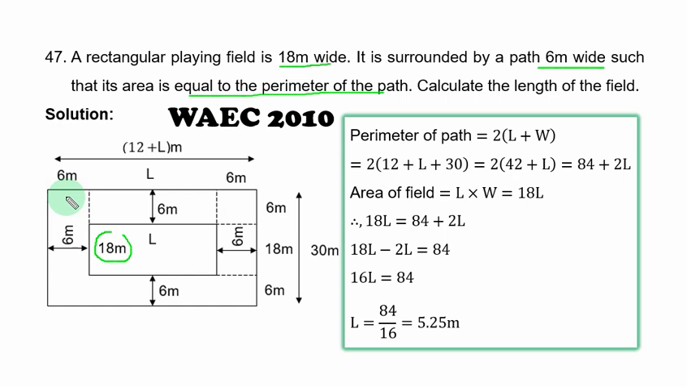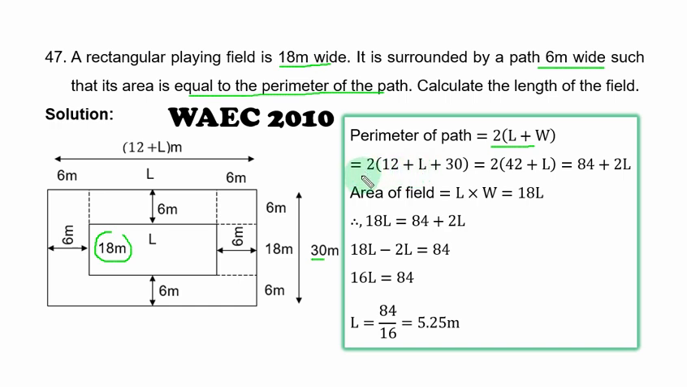rectangle with length from here to here, a margin of 6. Here is 6. From here to here is the length. When you add together, you have 12 plus L. Then the breadth is the two margins, 6, 6, plus the width of the inner rectangle, 18. You have 30 meters. Perimeter of path is equal to 2 bracket open length plus width bracket close.